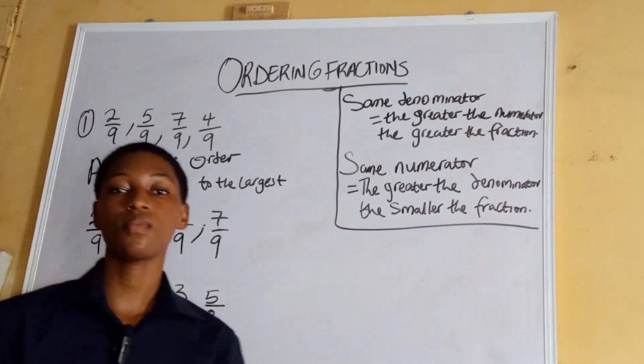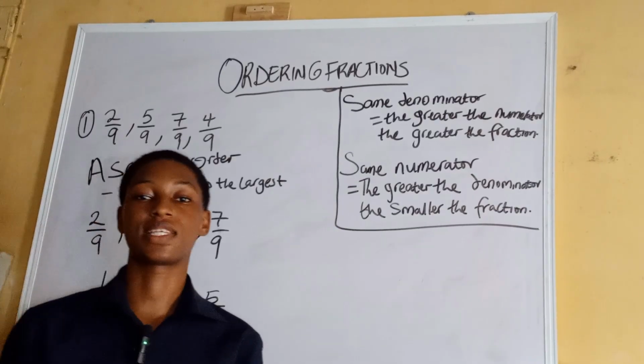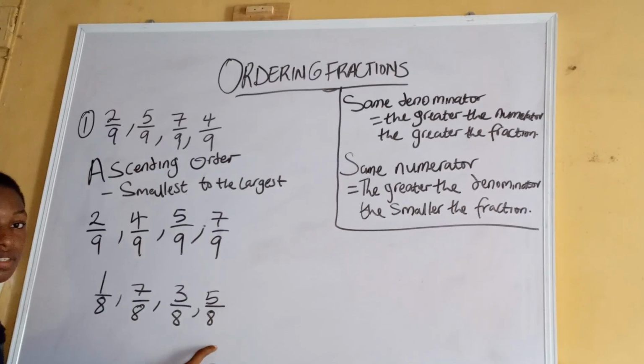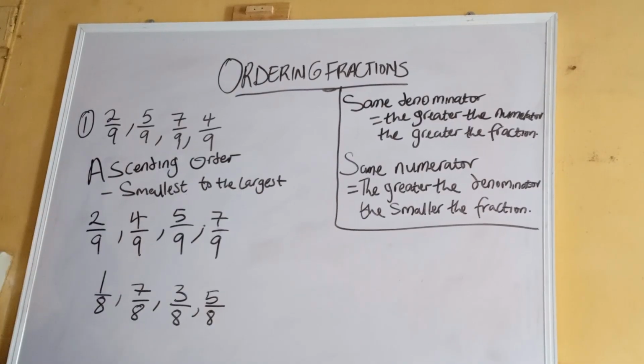Alright, so before we go to the next case, let's quickly work on this. You have 1 over 8, 7 over 8, 3 over 8, 5 over 8. Now feel free to pause the video. It has the same denominator as this. Try it out.